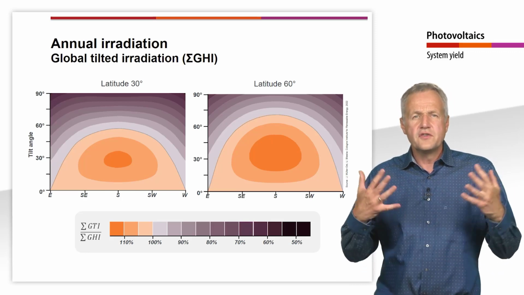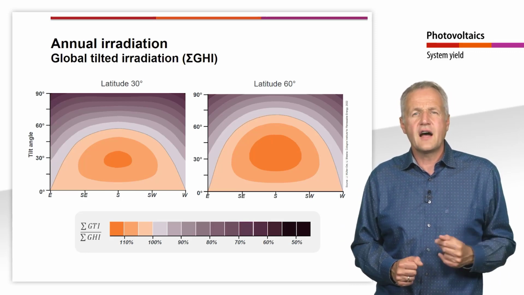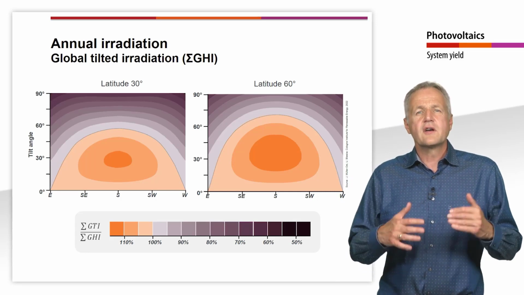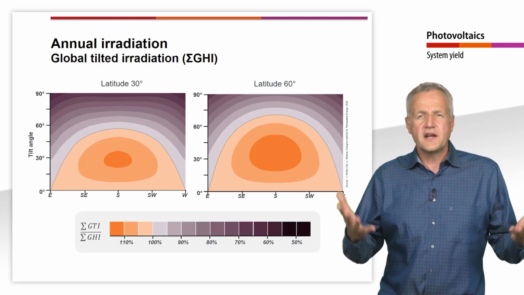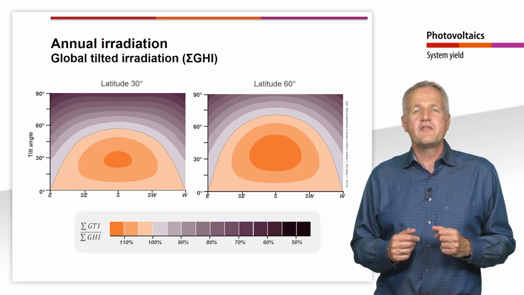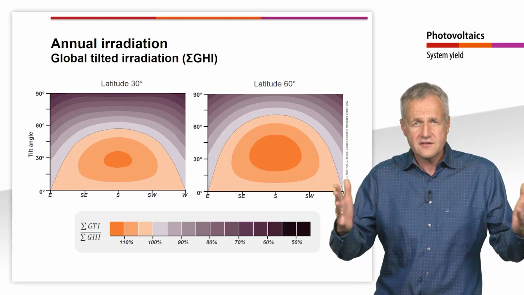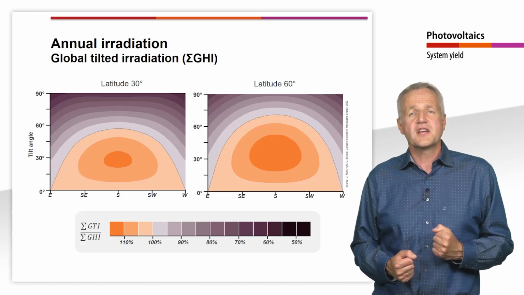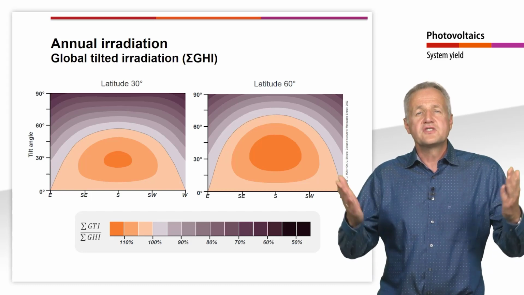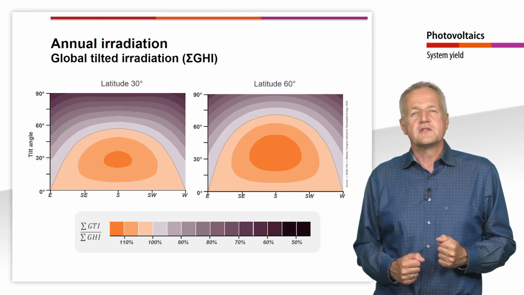This is because diffuse radiation also has a large effect on the annual GTI. If the global radiation throughout the year consists only of diffuse radiation, then even for a PV installation at a latitude of 60 degrees, the horizontal orientation would be optimal and the annual GTI would decrease with increasing tilt of the modules.